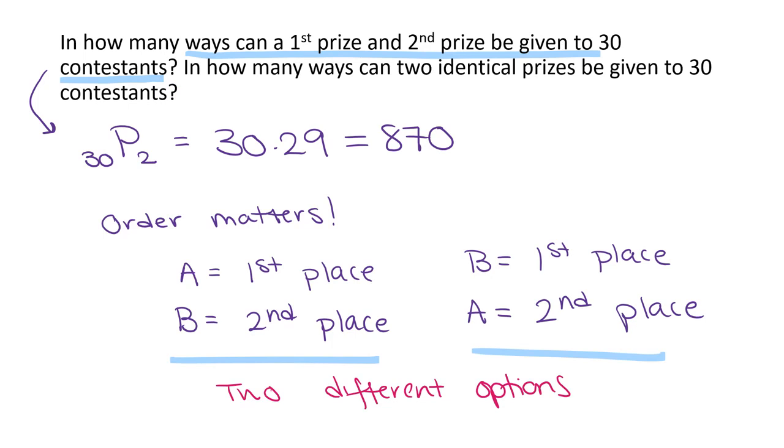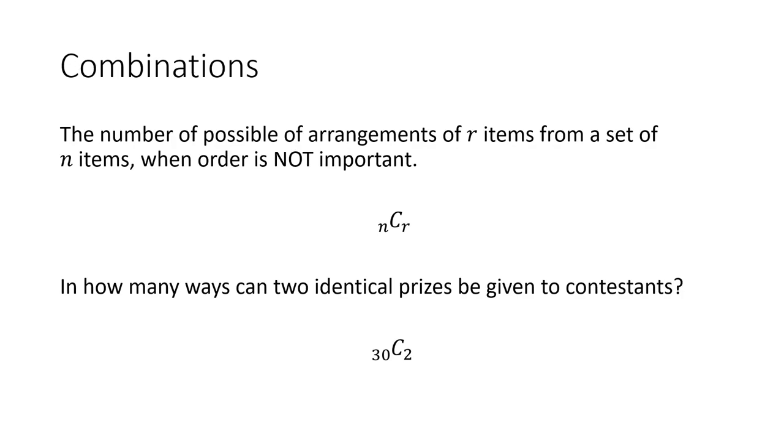Whether you pick A first or B first actually matters because the prizes are different. With permutations, we are counting assuming that order matters, and we're thinking of these as 2 separate options. But when we get to that second question, what if we have 2 identical prizes? Now all of a sudden order doesn't matter. It doesn't matter who I pick first or second because the prizes are the same. And so when order is not important, we call what we are counting a combination.